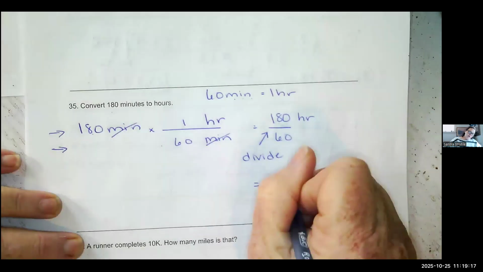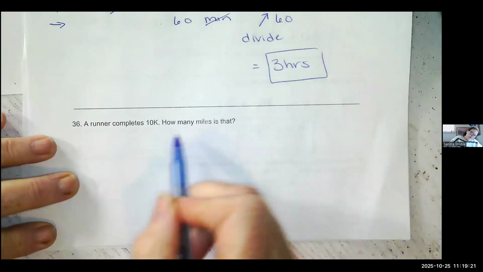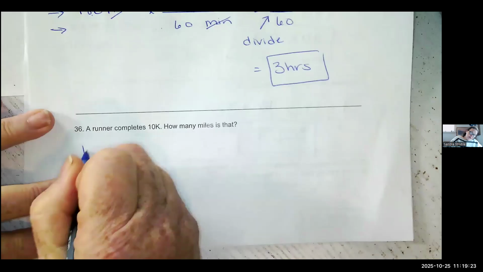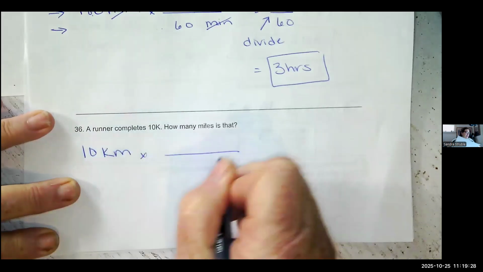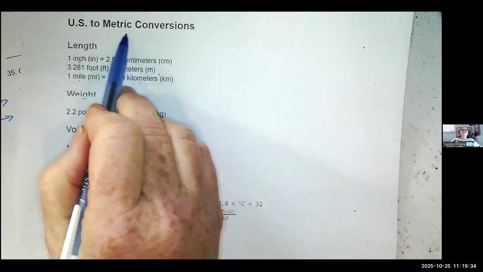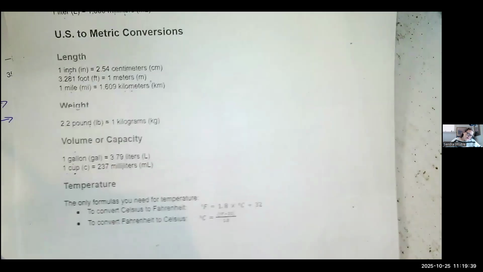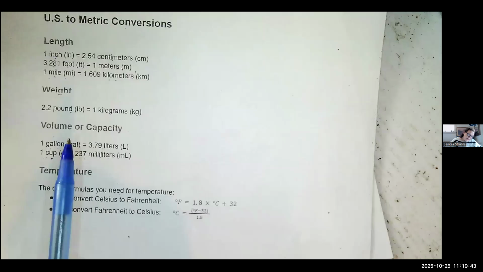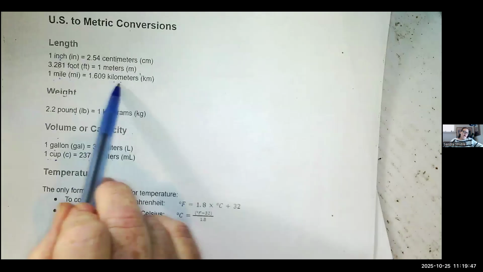All right, next one. A runner completes 10K. How many miles is that? Start with what you're given. And remember, that's 10 kilometers. So let's get rid of our kilometers. Do we have a way to get from kilometers to miles? Go to our US to metric, because we know meter is metric and miles is not, it's American. So we want kilometers to miles. Do we have that? Yes, we do. 1 mile is 1.609 kilometers.